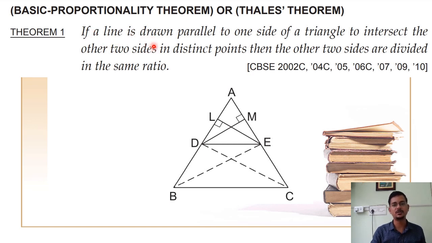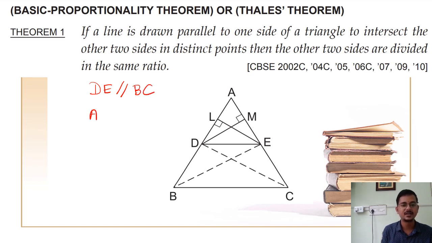So if a line is drawn parallel to one side of a triangle to intersect the other two sides at two distinct points, then it divides the other two sides in the same ratio. So if DE is parallel to BC, then it divides AB and AC in the same ratio. According to BPT, if DE is parallel to BC, then we can write that AD upon DB is equal to AE upon EC.